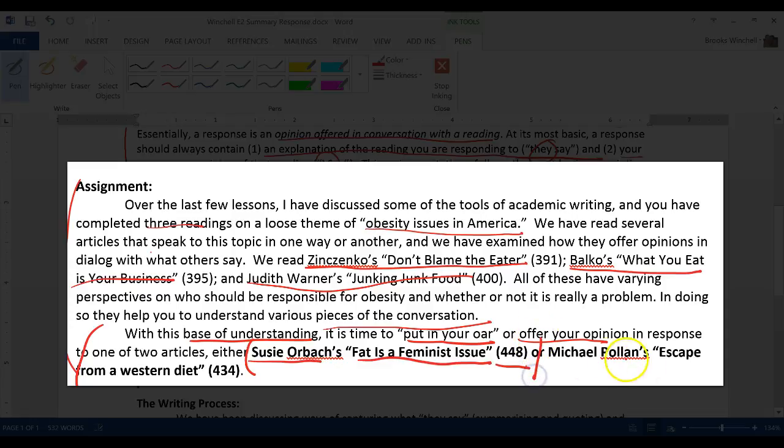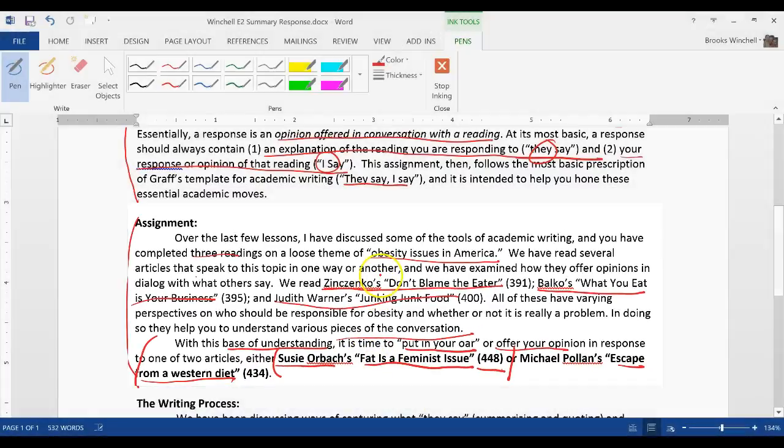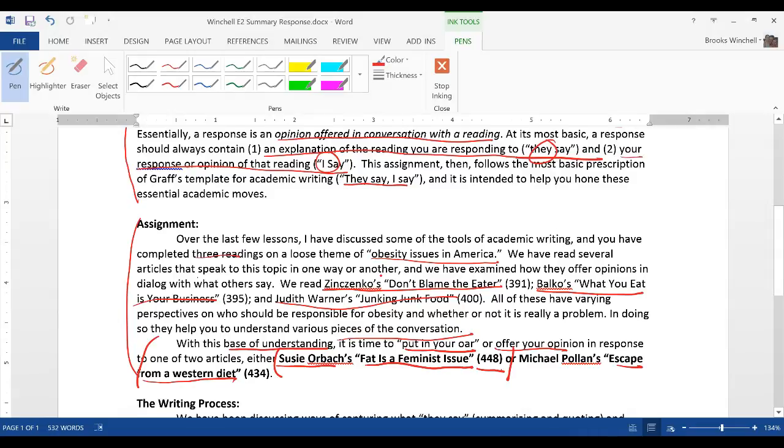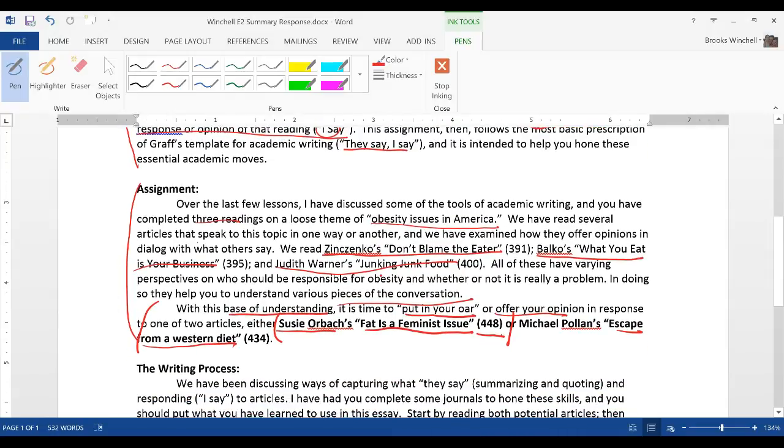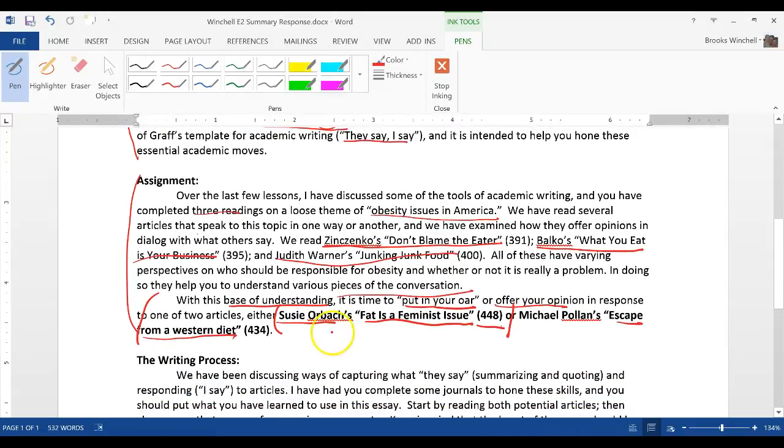And I also want you to read Michael Pollan's Escape from a Western Diet. And here he talks about what he sees as the problematic Western diet. It's a nice one as well. That's on page 434 in Graff. So read these two, and then pick one of the two, and I want you to complete a summary response essay based on that article.